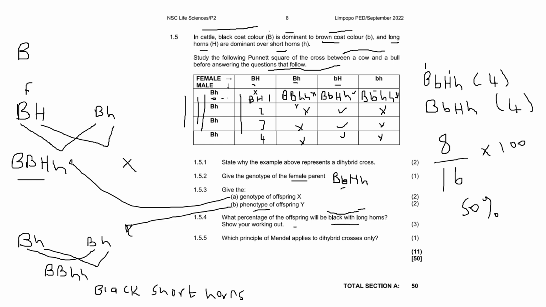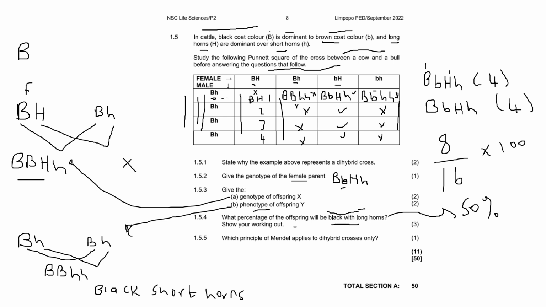At the same time, we've got a 50% chance also of having kids who will be black with short horns. They only ask us for black and long horns. The answer will be the same also for black and short horns, but because they only want black and long horns, just leave it like that. But tomorrow, if they ask you for black and short horns, it will be those other four, the ones who have been formed here. Those will be the black ones with short horns. It will be 8 as well, over 16. So that will be our answer there.